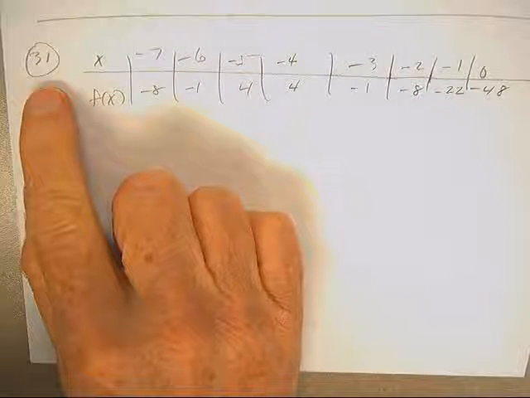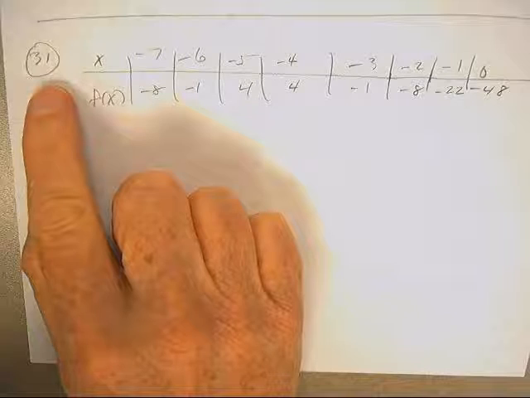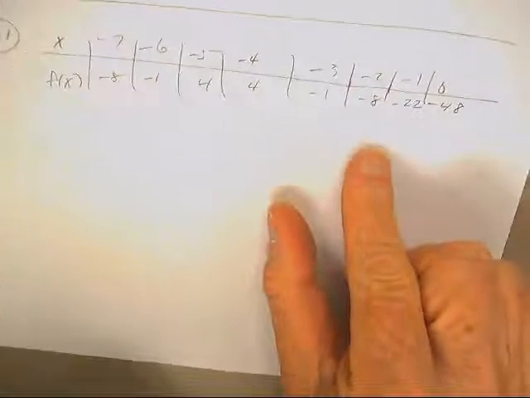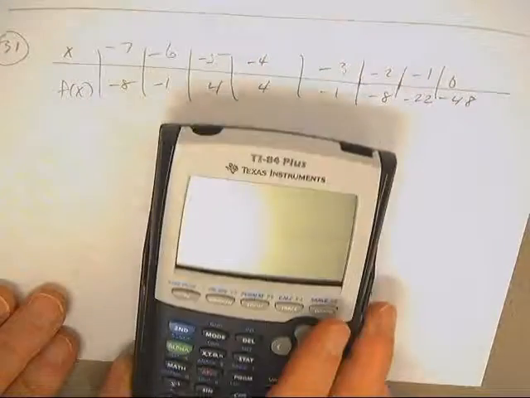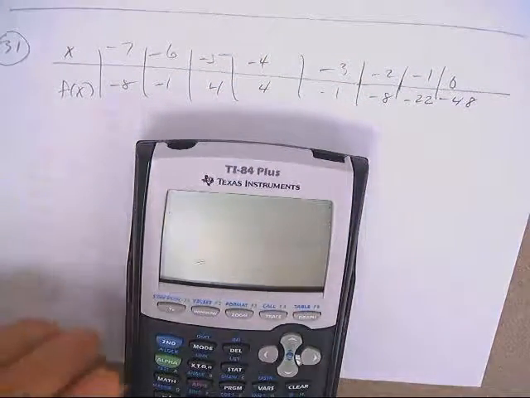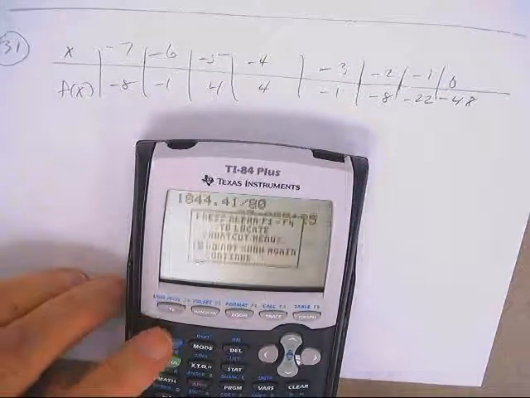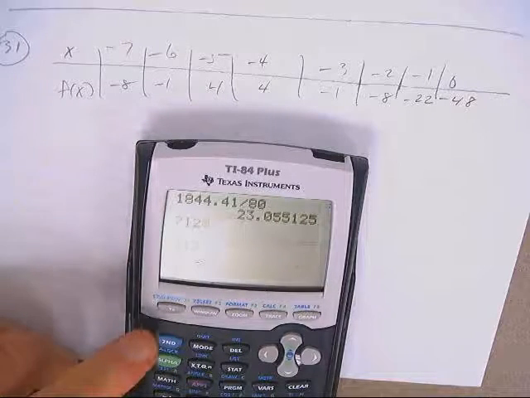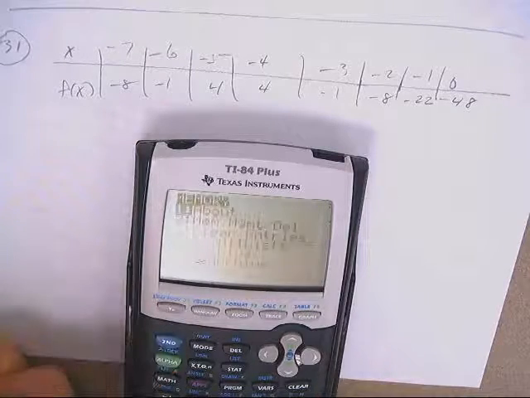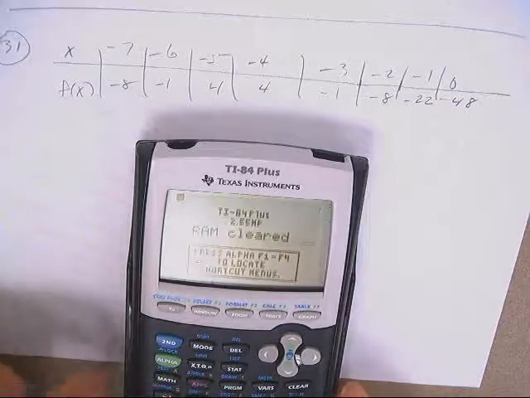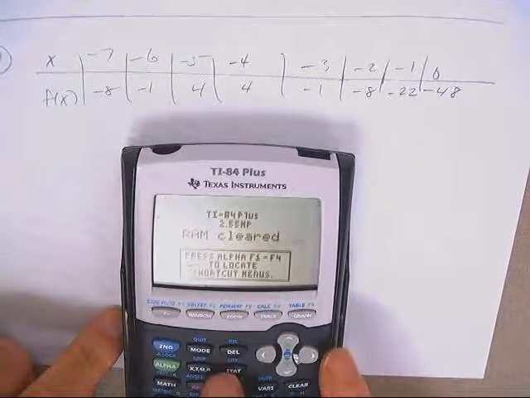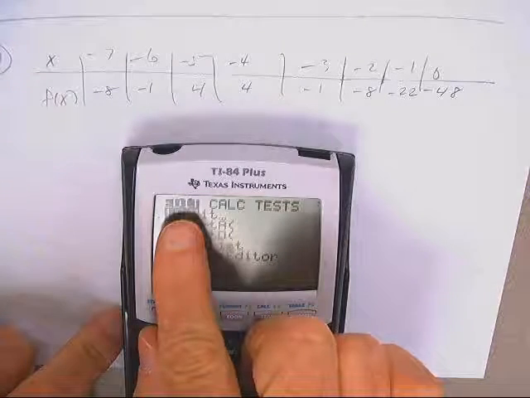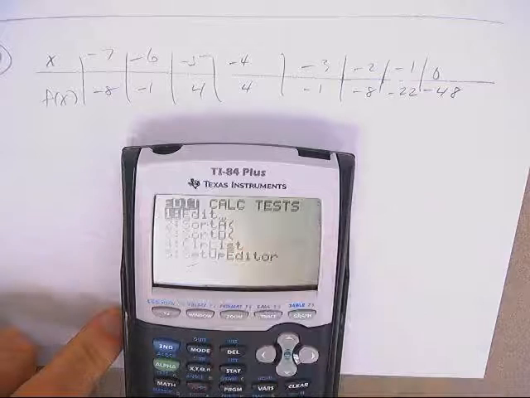Okay, if you're listening out there in radio land, we're going to add 31 to our homework. And notice they just give me a table of values right there. So what I want to do is turn my calculator on. Let's do second plus 712 and reset everything. It'll say RAM cleared. And then push that stat button. And in stats, you'll notice you got edit, calculate, and test. So we want edit.